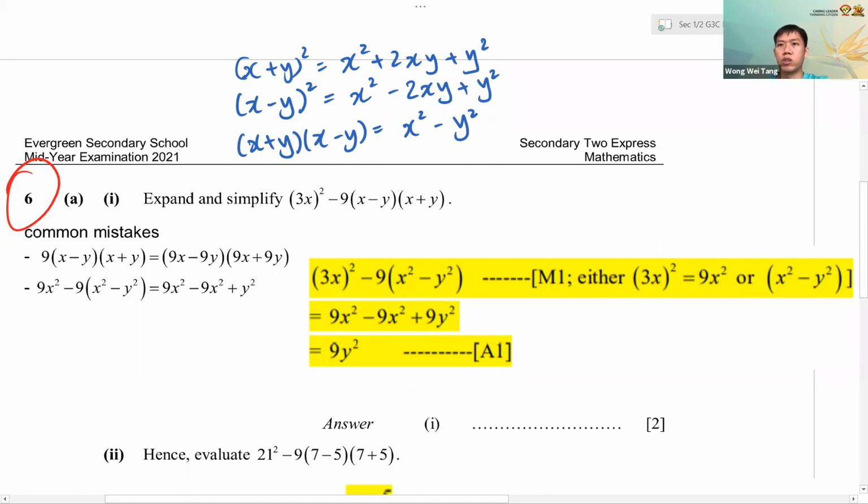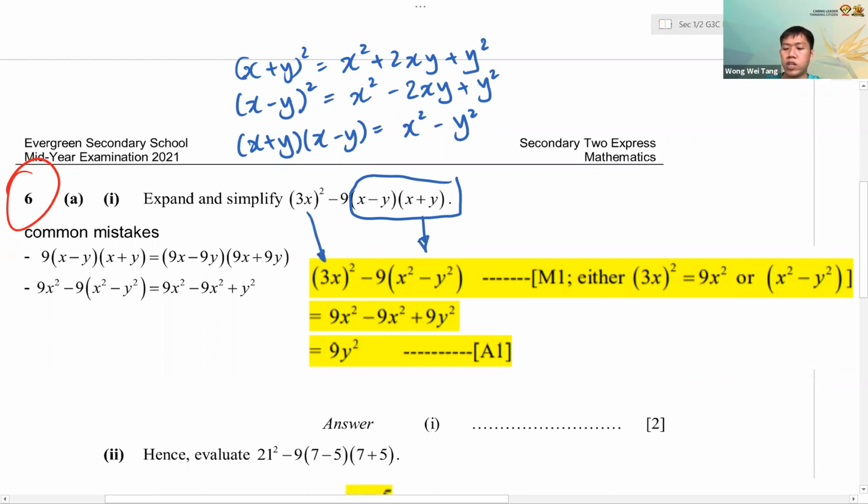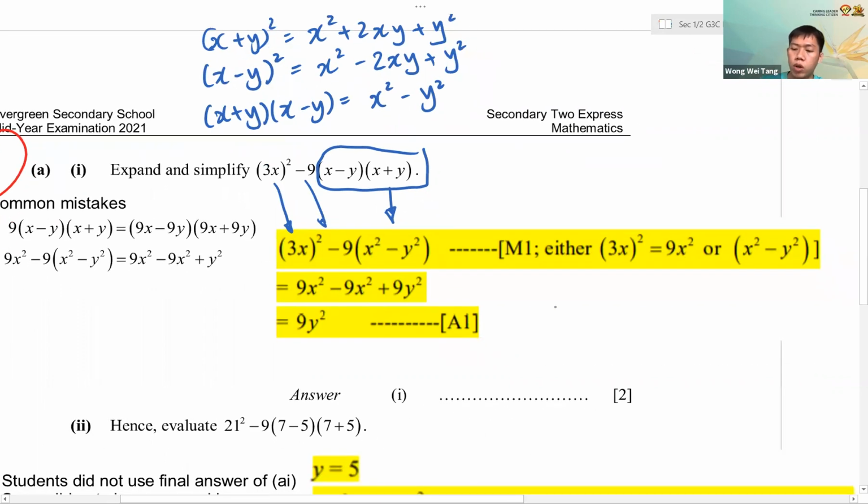If you have memorized all of them already and you're very familiar with the way they are written, you should have noticed this portion is our x squared minus y squared. Okay, so we copy everything now. 3x, the whole thing squared, minus 9, and our x minus y, x plus y is our x squared minus y squared. From here on, we do our expansion. We get in the first term, 3x squared, we get 9x squared when you expand it, then minus 9x squared plus 9y squared. And the first 2 terms conveniently add up to be 0, leaving us with just 9y squared.